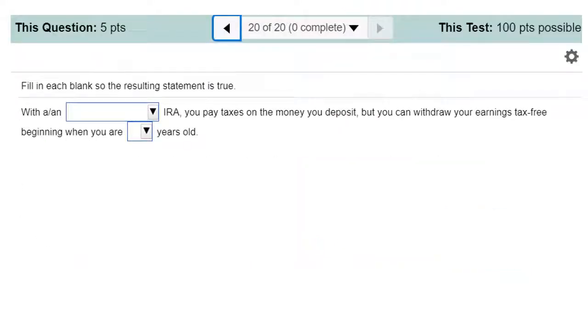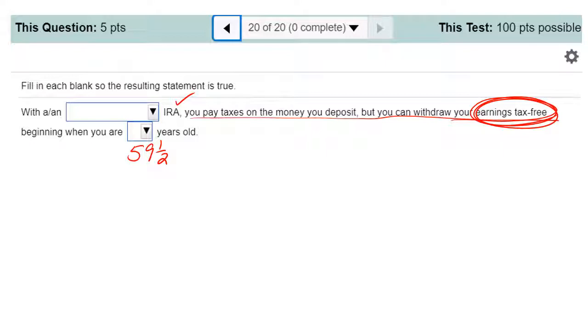Last question that we'll talk about on the test review is going to be about IRAs. In this question, it says you pay taxes on the money you deposit, but you can withdraw your earnings tax-free, beginning when you are what? If it's an IRA, the earliest you can withdraw money without penalty is 59.5 years old. You don't have to take it out then, but that's the earliest time you can withdraw it.